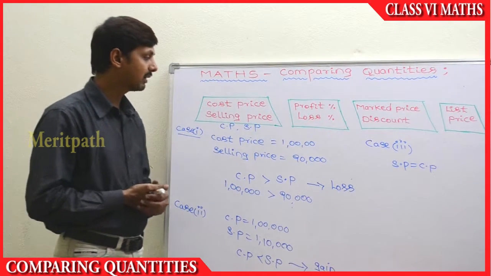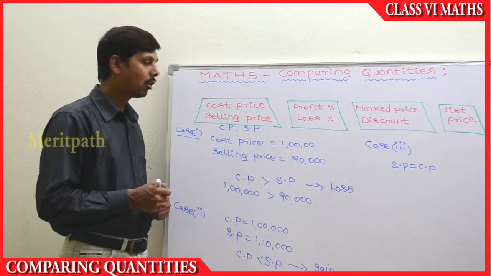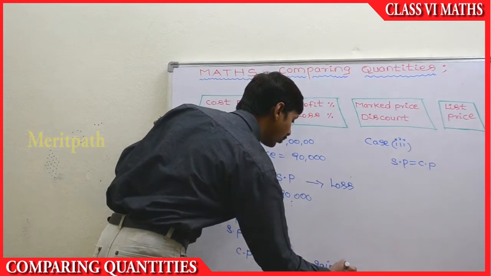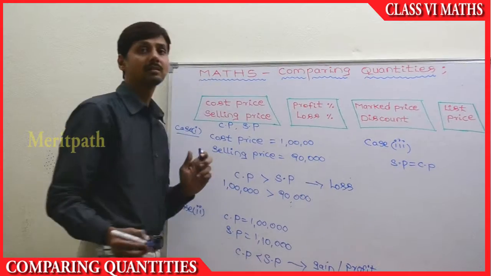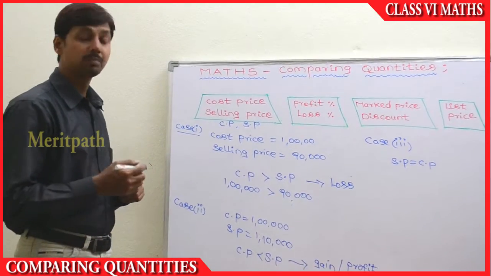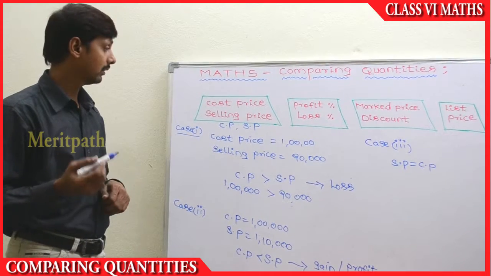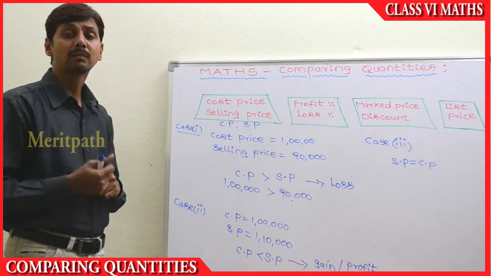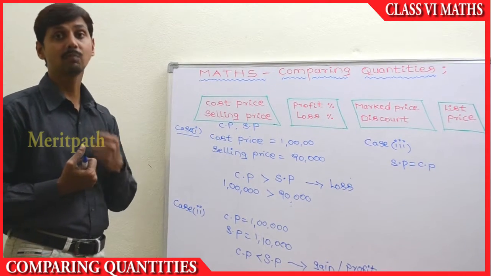Just now we have discussed profit and loss. Gain is also called profit. So let's find out profit percent and loss percent. We know how to find the percentage: it is calculated out of 100. Earlier we have discussed it.